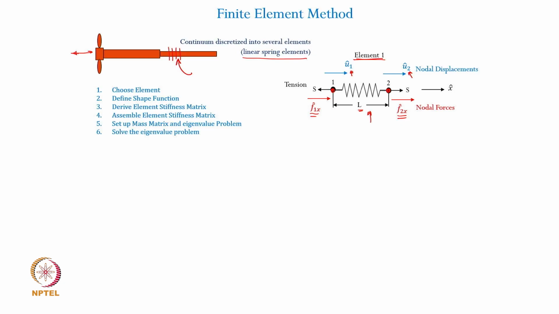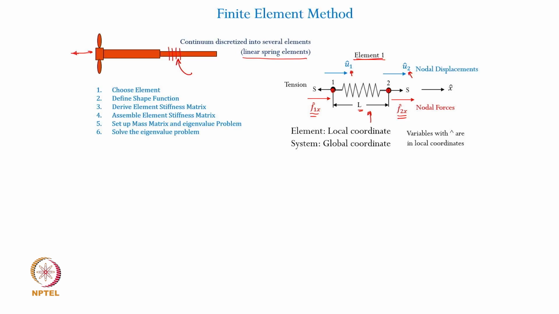So, if we assume that this element is under tension, then S is the force which acts at both of these nodes in the direction shown. As I said, the parameters which we have defined, the displacement and forces, are defined in the local coordinates, and therefore, they pertain to that particular element.